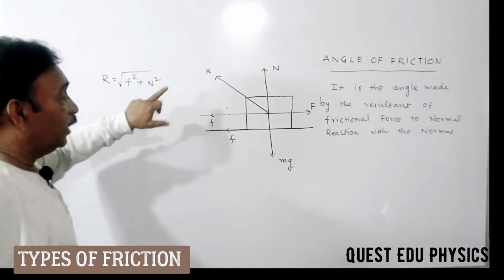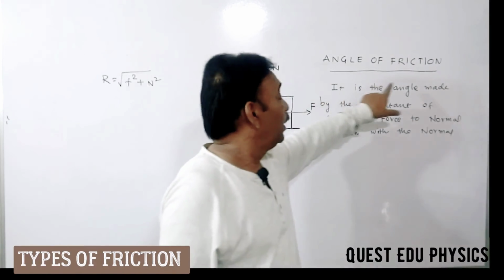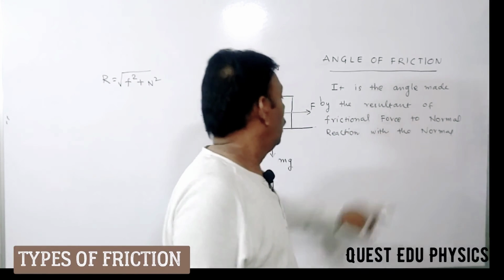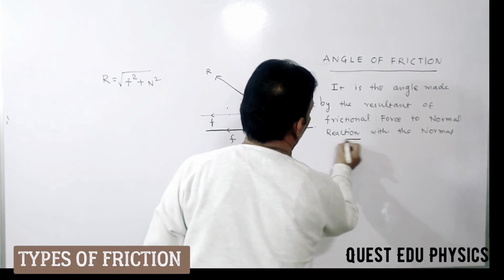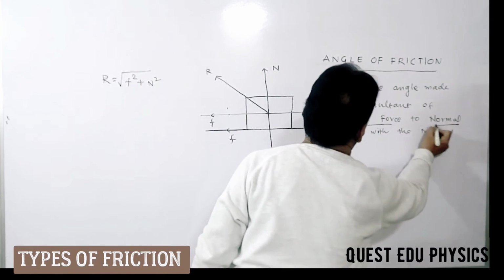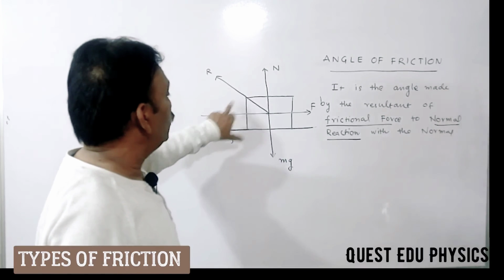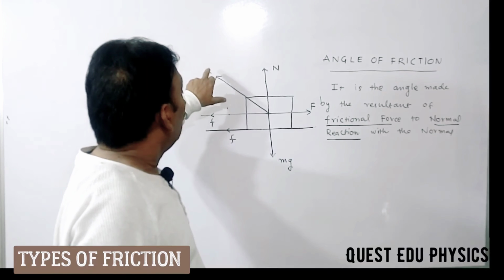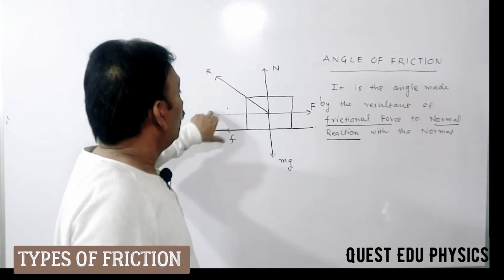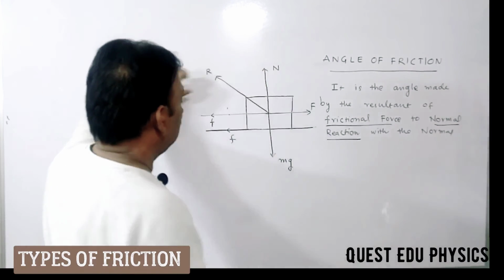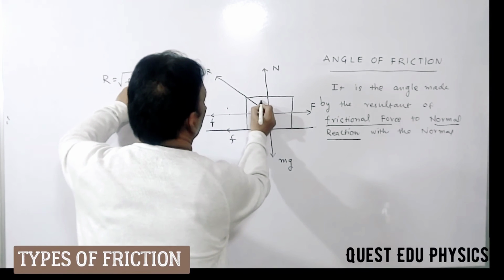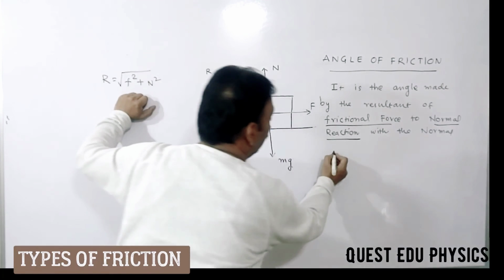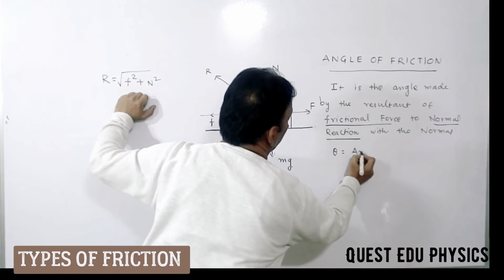According to the definition, it's the angle made by the resultant of frictional force and normal reaction. What is the resultant of the frictional force and normal reaction? R. Here, the angle made by the resultant of these two with the normal. It is the normal, isn't it? Theta is the angle of friction.